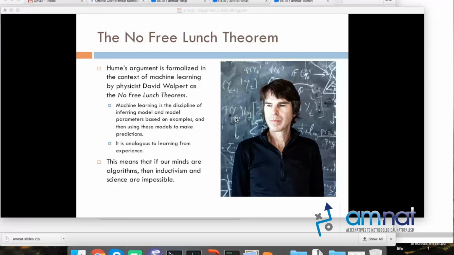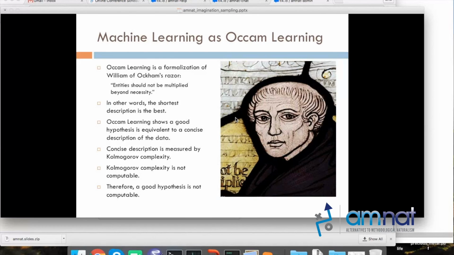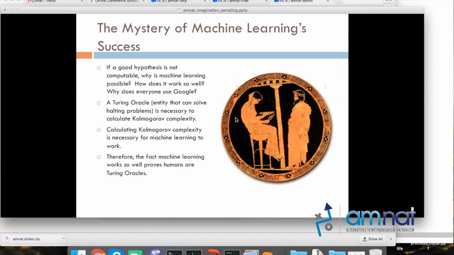The rest of that talk is just taking that observation and applying it to machine learning, because this is exactly how machine learning works. Machine learning tries to do induction, learn a general model for making predictions based off of just a few observations. But if all we had was algorithms, that wouldn't work. And we can see using a subfield of machine learning, Occam learning, that machine learning works because we are Turing oracles. You have to have the input of a Turing oracle to find a good, concise description of your data for machine learning to work.